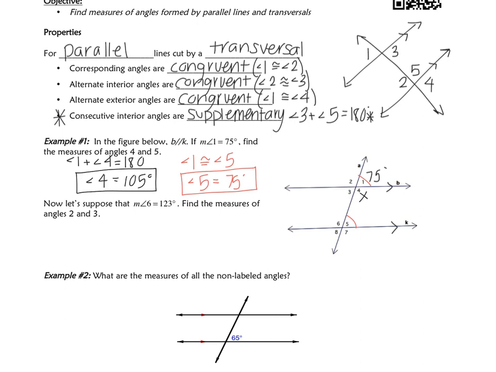Next, let's look at our example, that's example 1.5. Now let's suppose that angle 6 is 123 degrees. Find the measures of angles 2 and 3. Do this on your own right now. Using this diagram over here, tell me what angle 2 and 3 is.